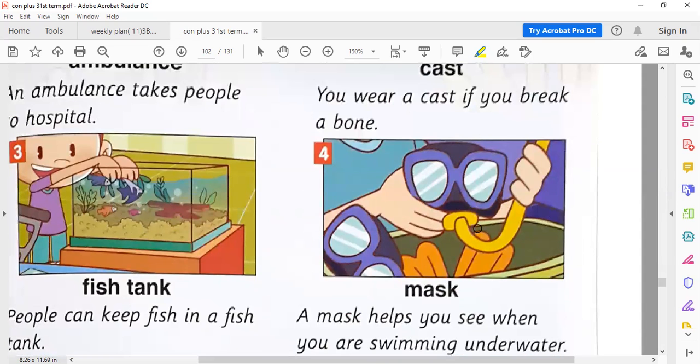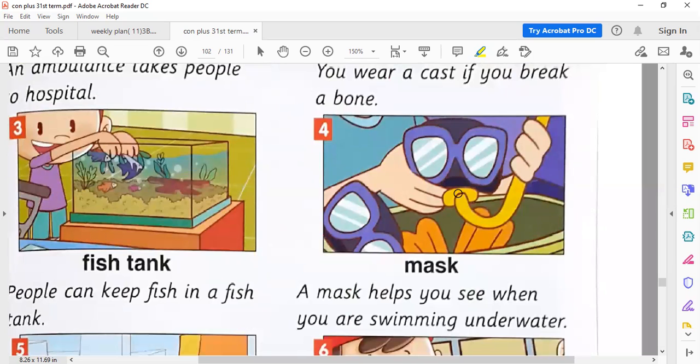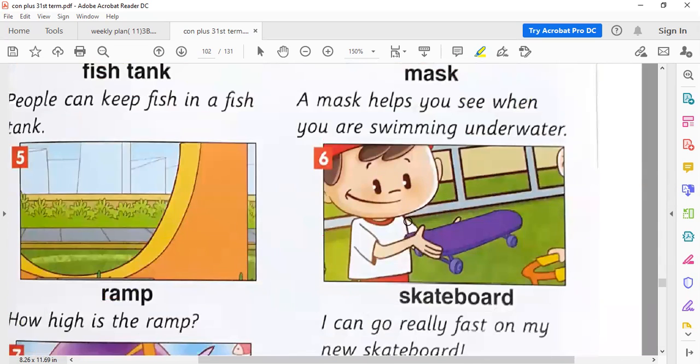And look at number 4. What can you see? Mask. Why do we need a mask? To swim. Yes, when you swim under the water, the mask helps you see when you are swimming underwater. And what is this? Yes, Maaz. The mask gives you oxygen if you are under the sea. Thank you.